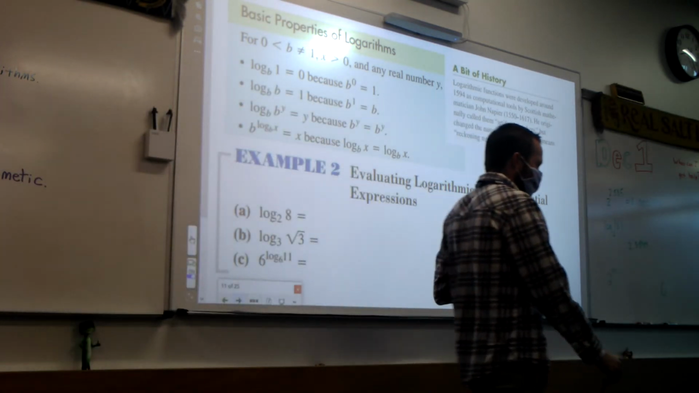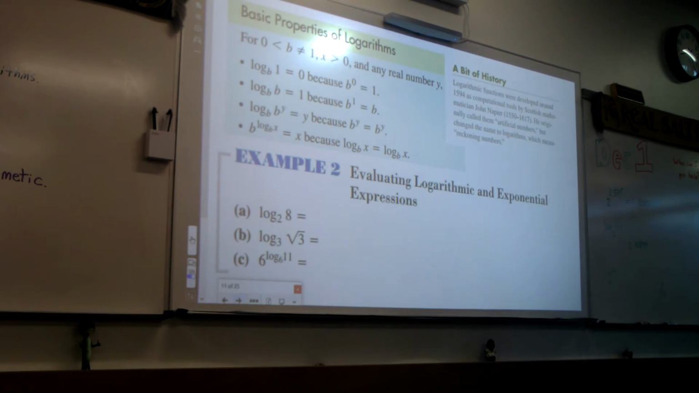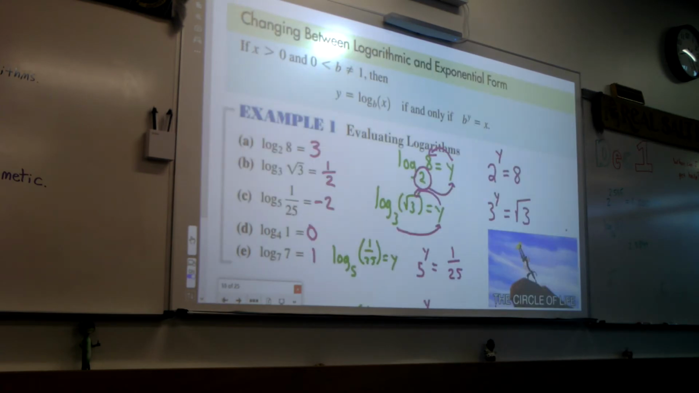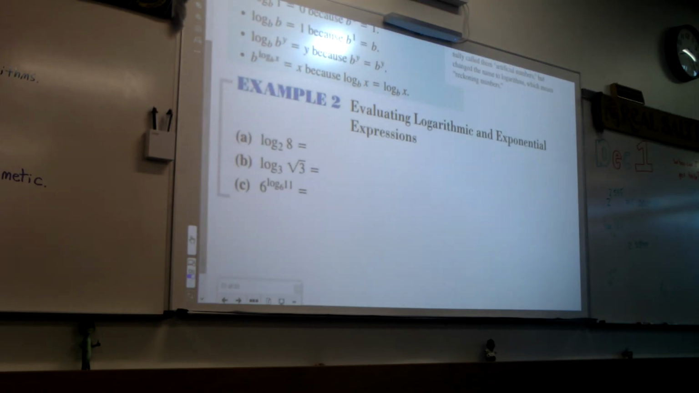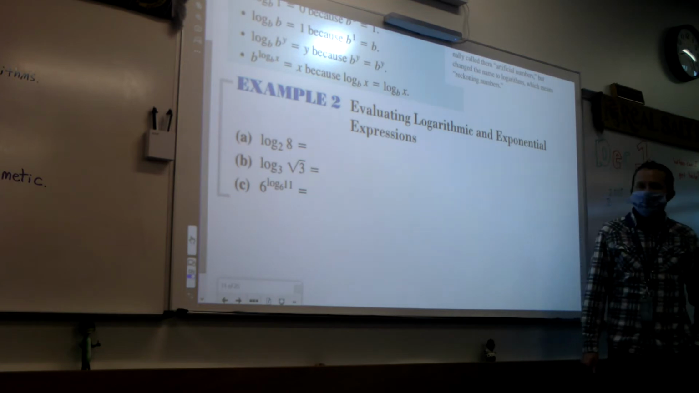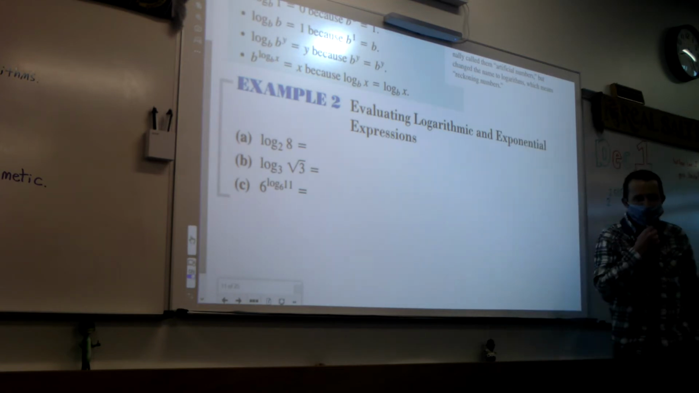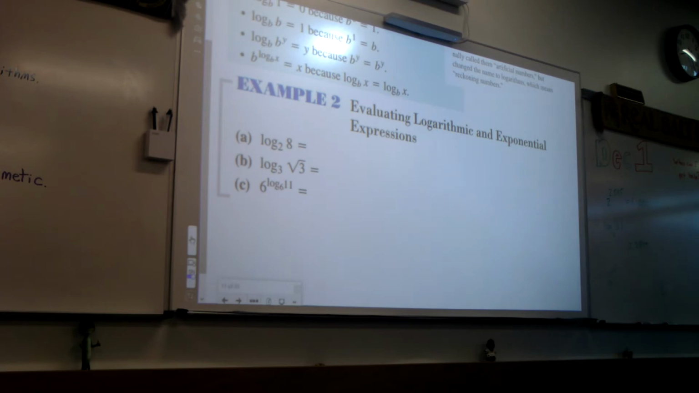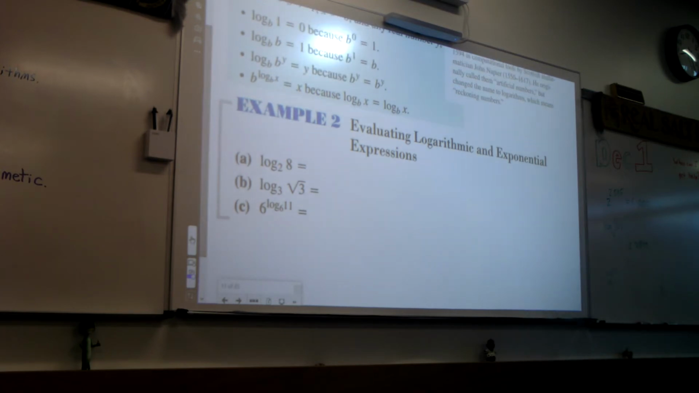I feel like we just did some of these though, didn't we? Log base 2 of a, yeah, we just did those on this page, right? But let's do C. Notice here I have 6 raised to log base 6 of 11. Which one of those properties can we simplify this with? Yeah, I heard someone say the bottom one, right? Since the 6's match up, I just cross it out, and that just becomes 11.